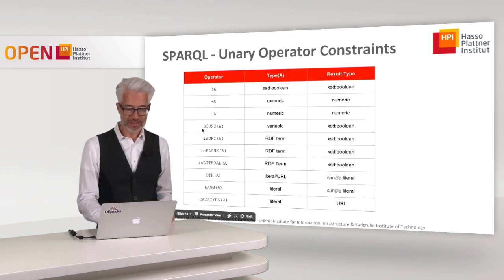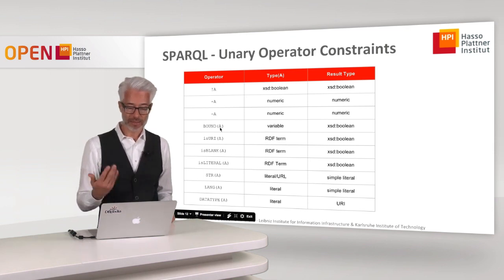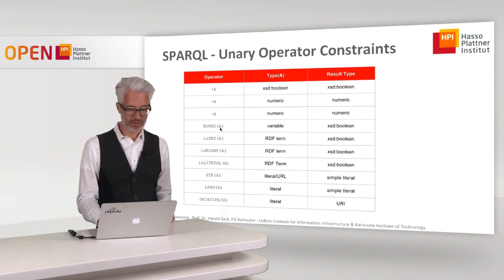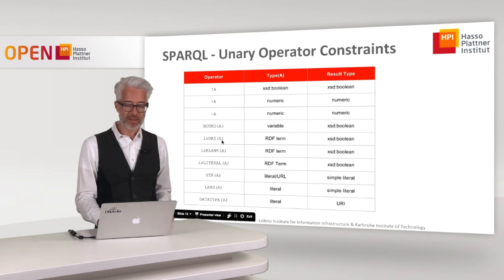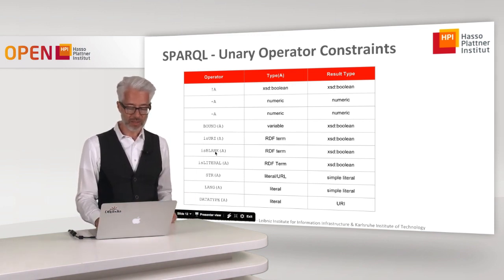So then you test here simply, you say bound A, and if A is bound, if there is a result, then the result is true, otherwise it's false. And you can ask whether the variable A in the end is a URI. You can ask whether this is a blank node, or you can ask whether this is a literal. Sometimes this is quite handy.